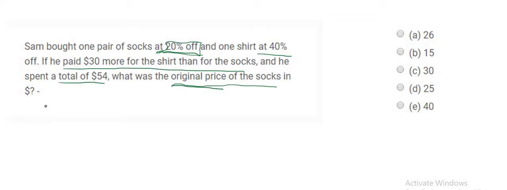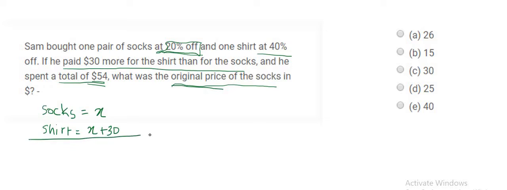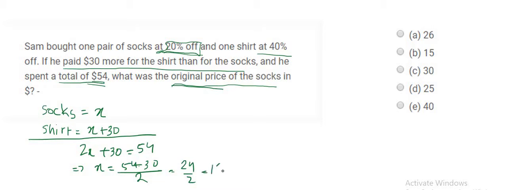So for the time being, let us assume that the socks that Sam bought were at a price X. Now since he also bought a shirt and he paid $30 more for the shirt than the socks, for the shirt we can assume that the value is X plus $30. Now, he had in total spent $54, which means that if we add X and X plus 30, it would sum up to 54. So from here, we can easily calculate X, the amount that he had actually paid.